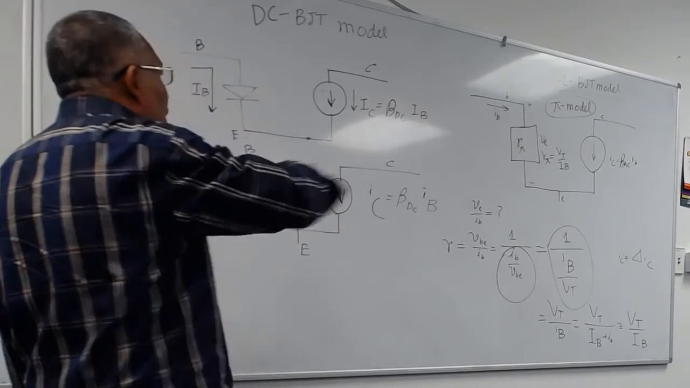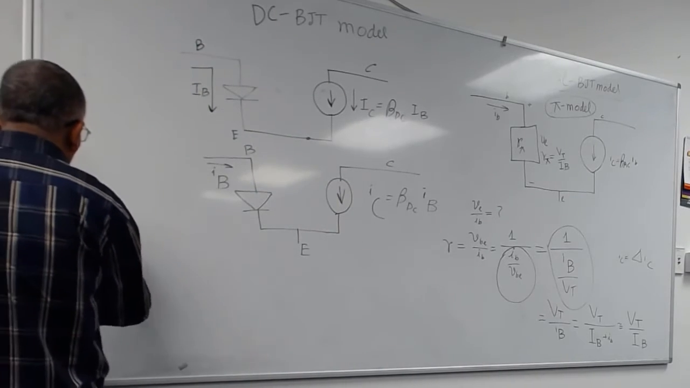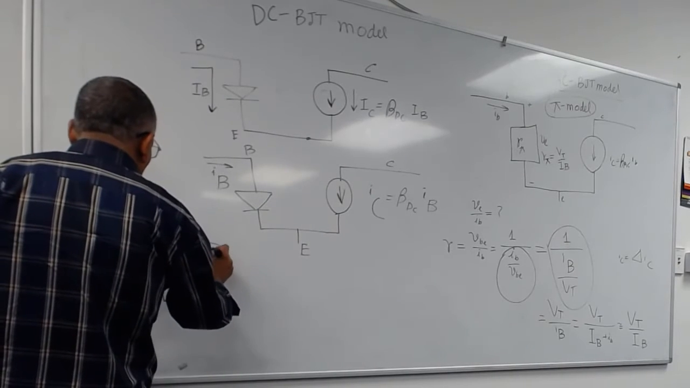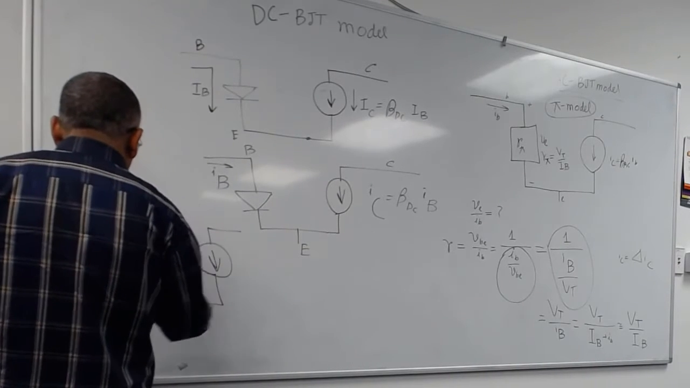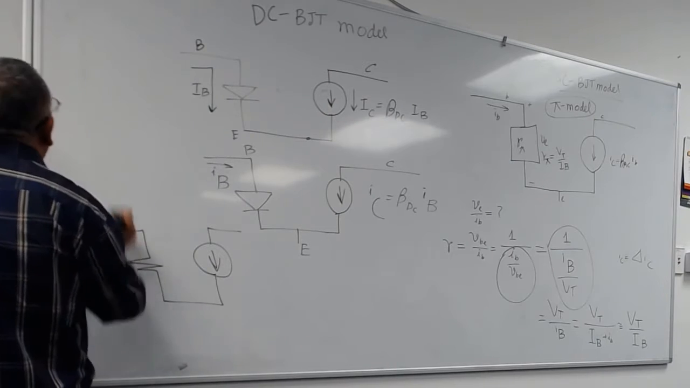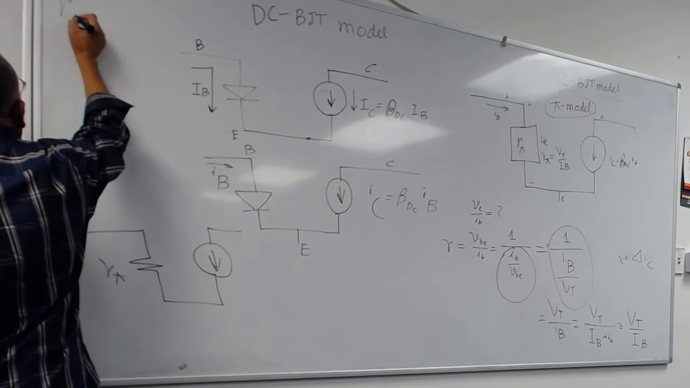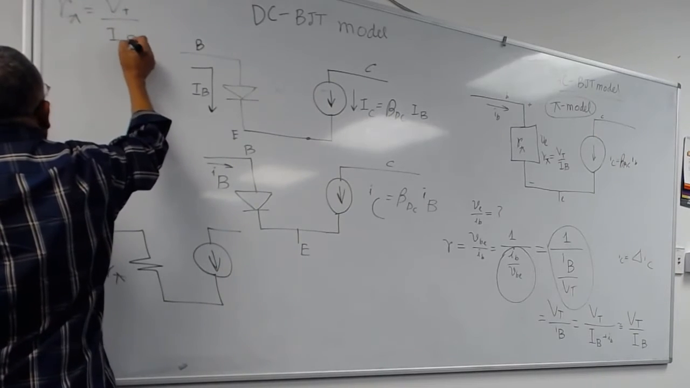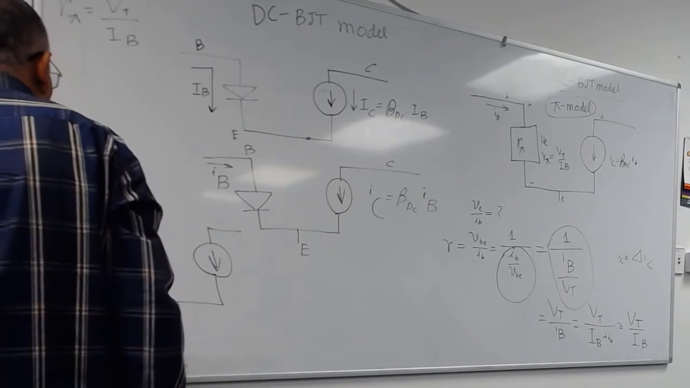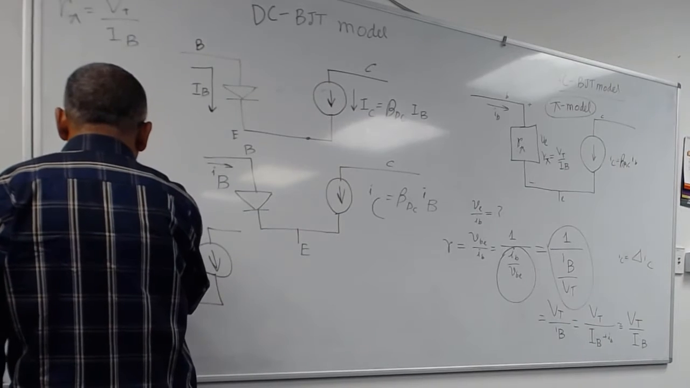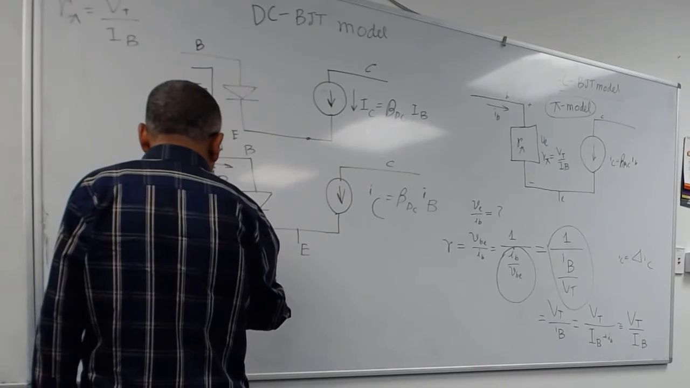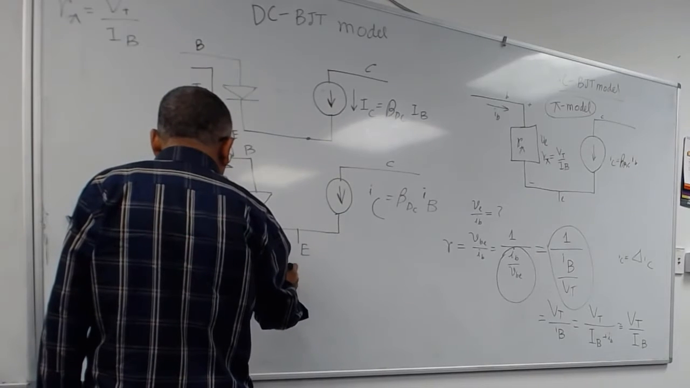So then we clean it all up. Our pi model consists of a resistance, AC model, current source. Okay, this is your R pi, and R pi equal to what? R pi equal to VT divided by IB. This is R pi. Okay, and this is your base, this is your emitter, this is your collector, and this is your current source equal to beta AC into IB.